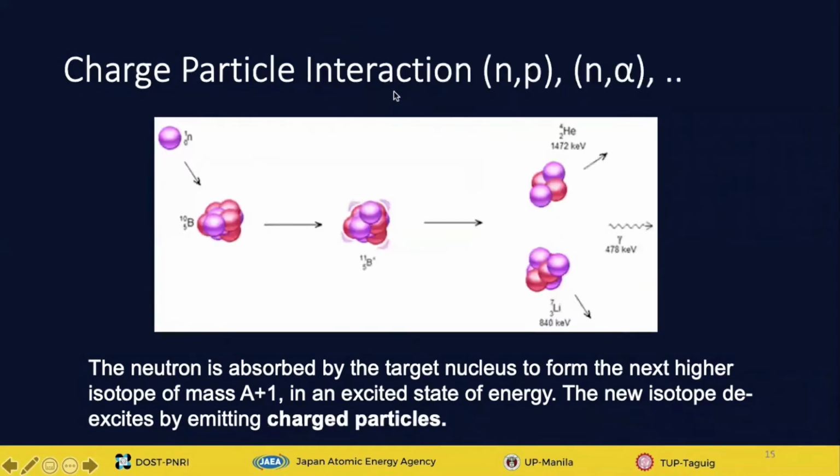Charged particle interactions work the same way as radiative capture. The only difference is that after our neutron is absorbed by the target nucleus and after forming the next higher isotope of this original nucleus right here, this excited isotope de-excites by emitting charged particles instead of gamma rays. So these charged particles can either be a proton, an alpha particle, sometimes a beta particle, and other fragments.